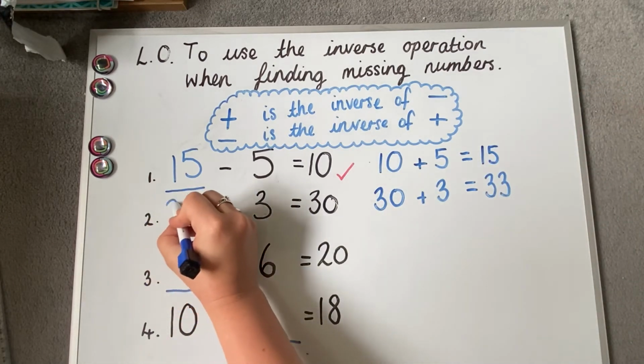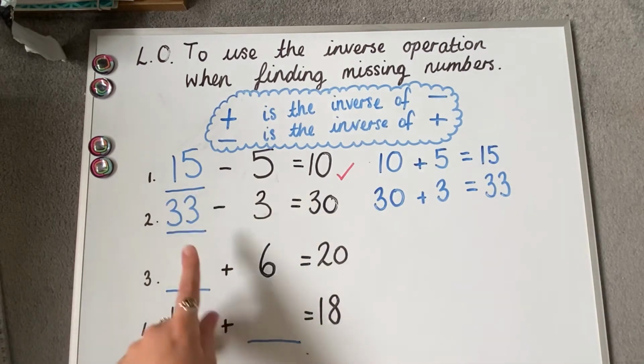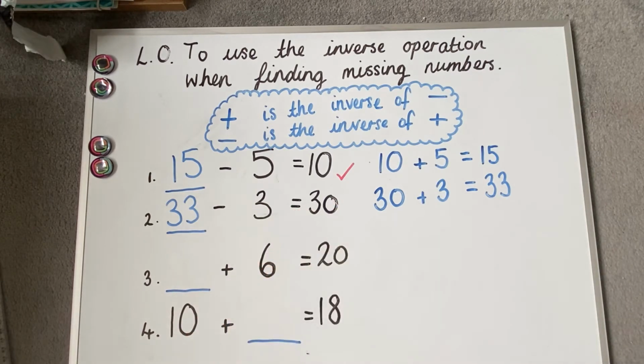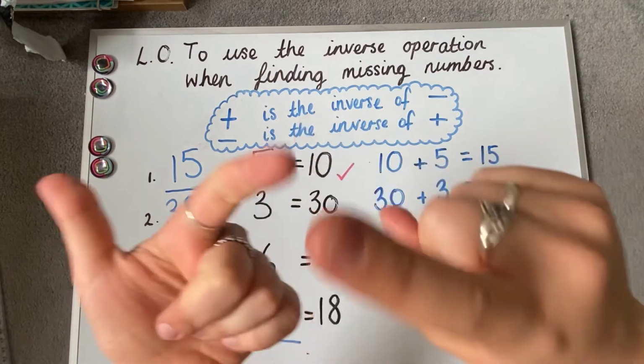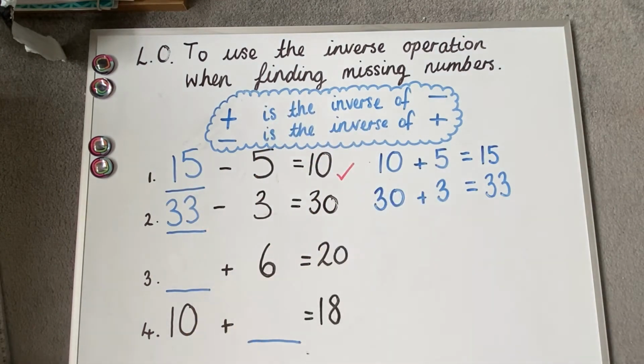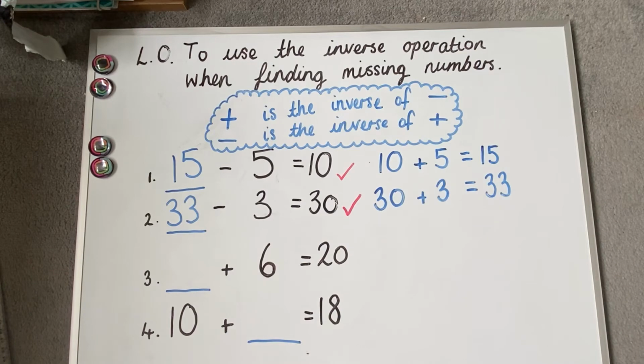So if we pop that in here, 33, take away 3 equals 30. Do you agree that that's correct? Shall we double check? Keep 33 in your head and count backwards 3, okay? So 33 in your head, 32, 31, 30. We found the missing number using our inverse operation.